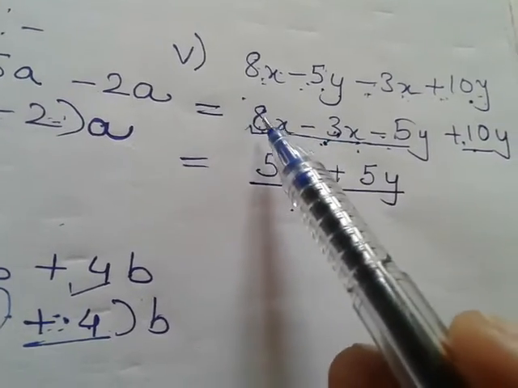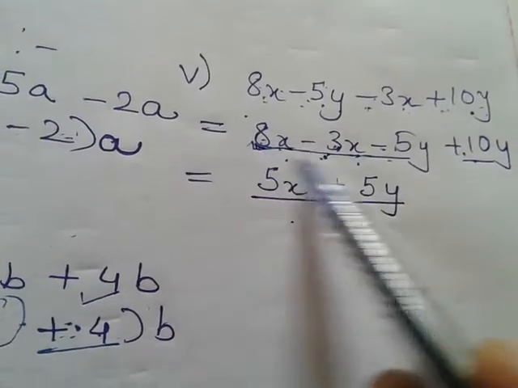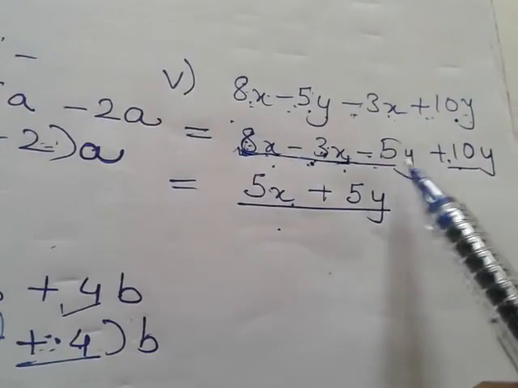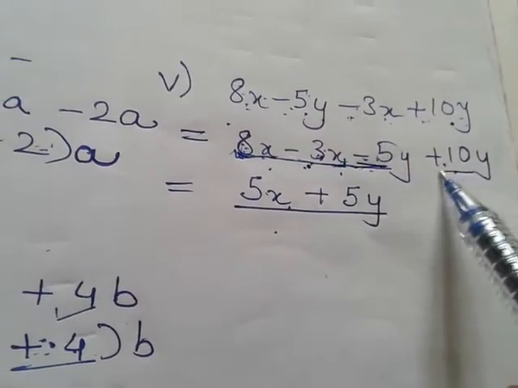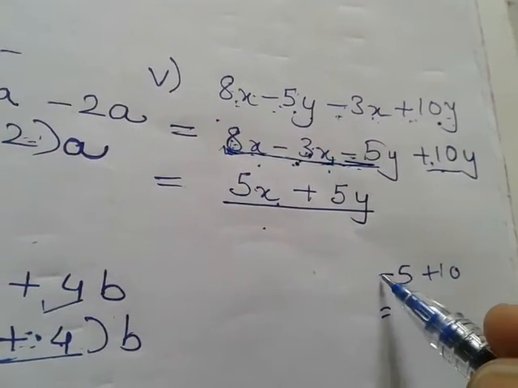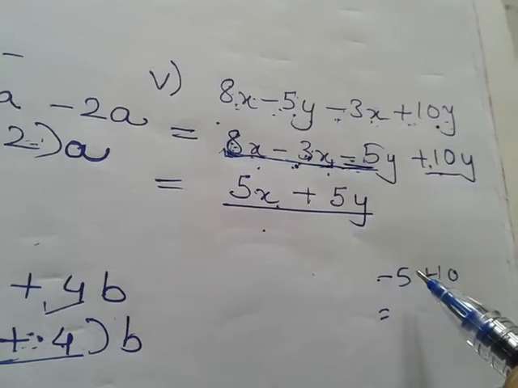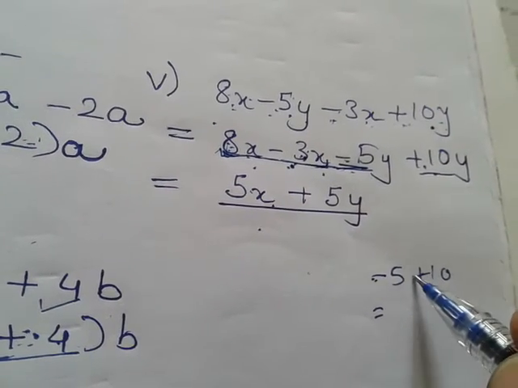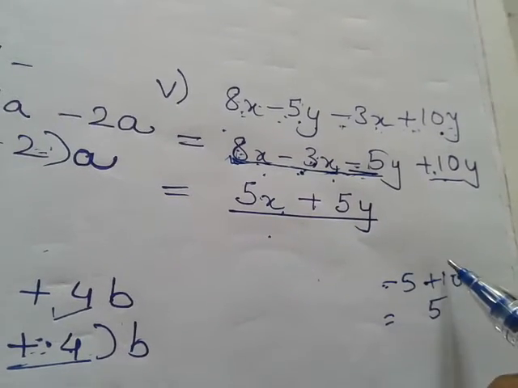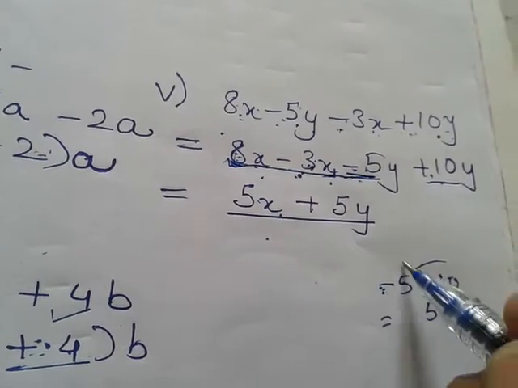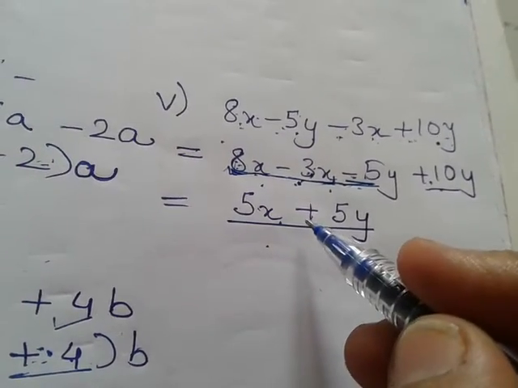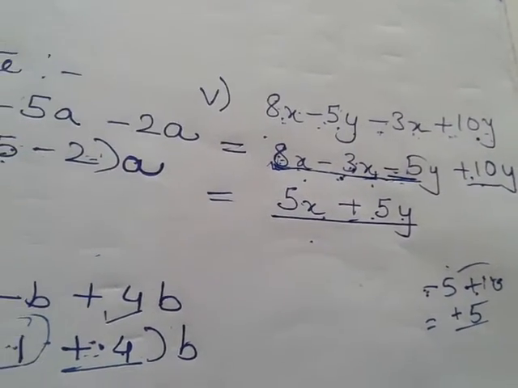So as usual, 8 minus 3, since these two are like terms, I can add or subtract them. So 8 minus 3 is 5, and here minus 5 plus 10. You know that if any sign, in the chart I had given, minus plus is minus. So 10 minus 5 is 5, and the sign will come of the greater number. Which is greater, minus 5 or 10? 10. What is its sign? Plus. So plus will come. So here plus 5y has come.